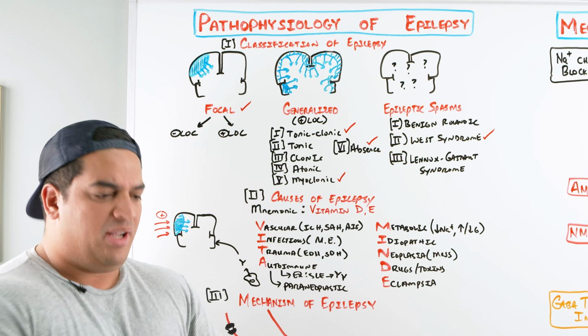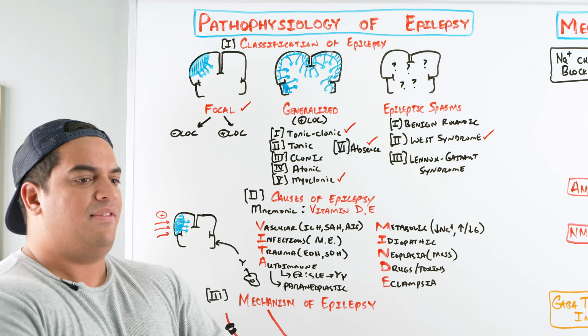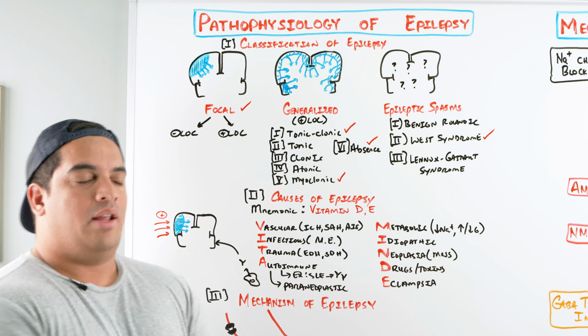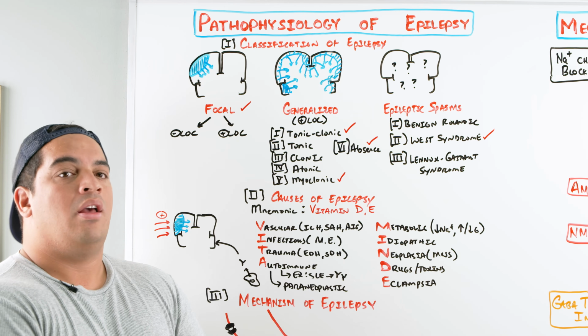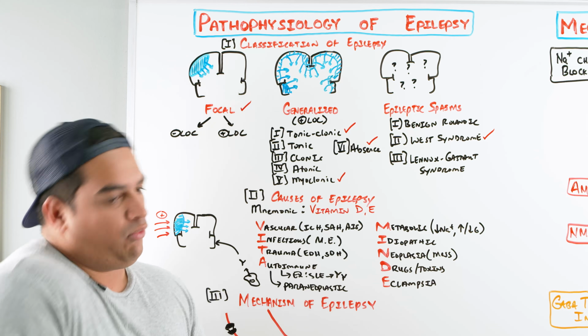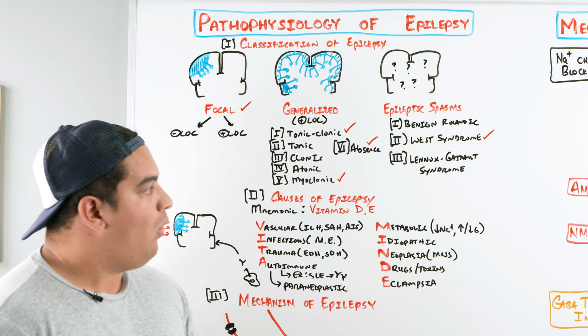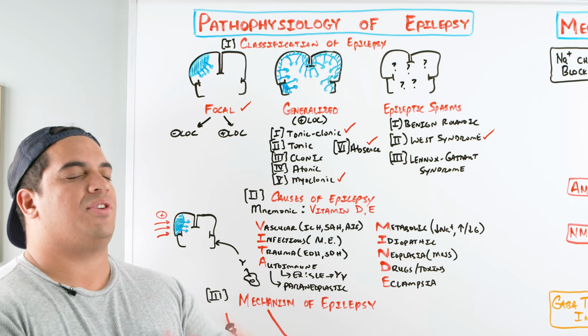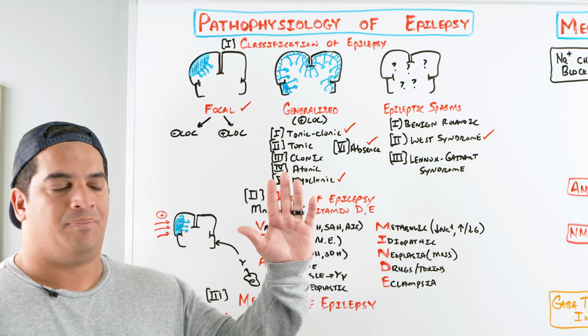They could also be completely tensed up, tonic. They could have some type of movement like this, clonic. They could go limp, atonic. They could have rhythmic, discharging kind of rhythmic movements, myoclonic. Or they could have absence where they lose consciousness and then completely blank out and stare.